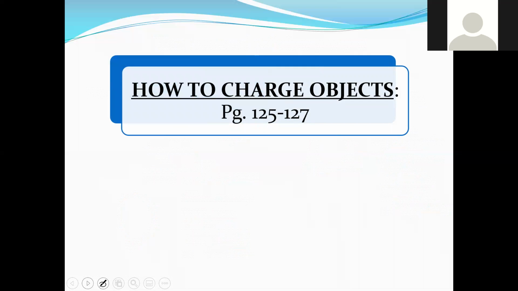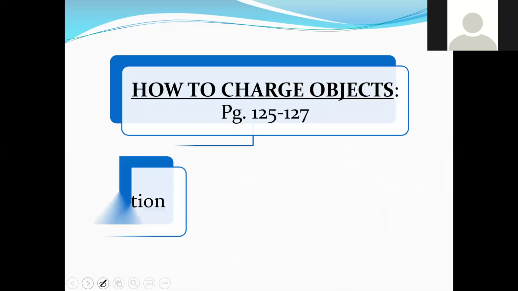Now, this lesson is on how to charge objects. In your textbook, it's on pages 125 to 127, and I'm going to follow my own way here. So there are three ways of charging objects.